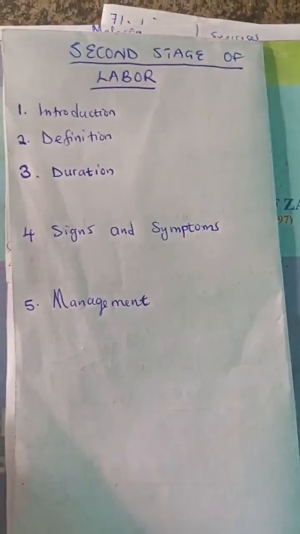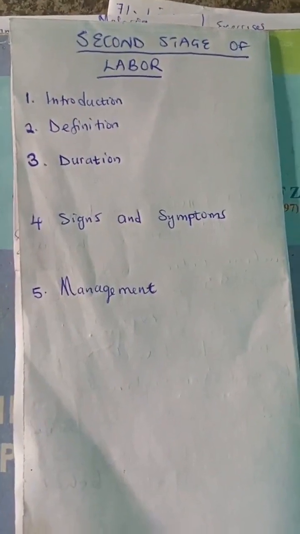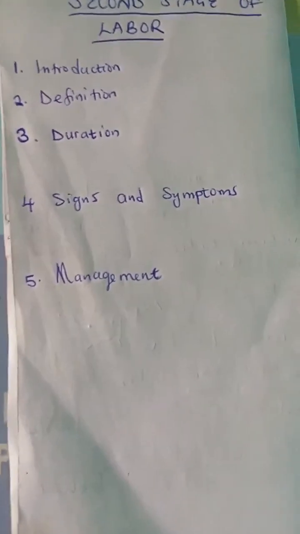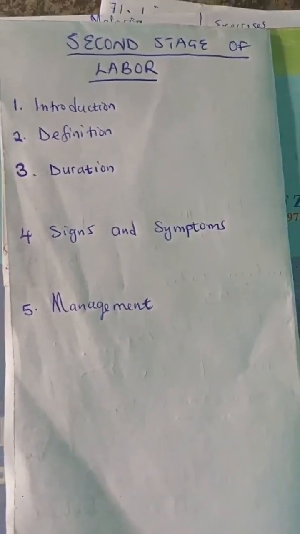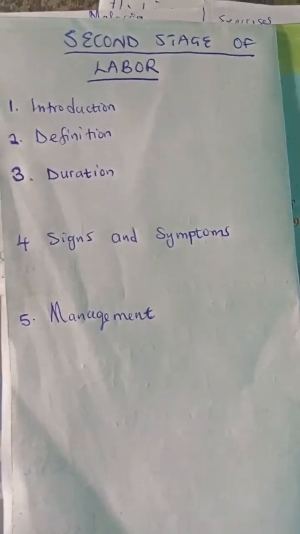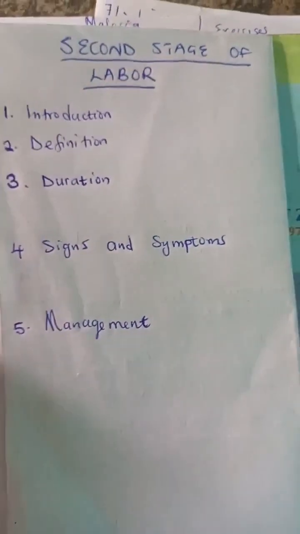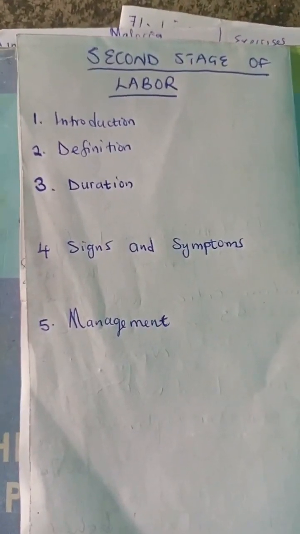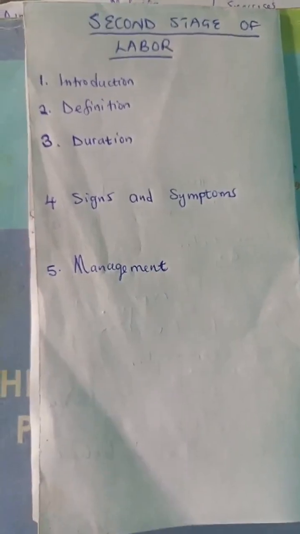The first stage of labor is from the onset of strong progressive uterine contractions until the cervix is 10 centimeters. So that's the first stage of labor. From progressive uterine contractions until when? Until the cervix is fully dilated, which is at 10 centimeters.